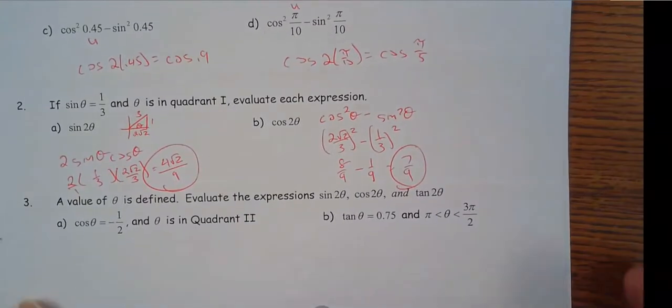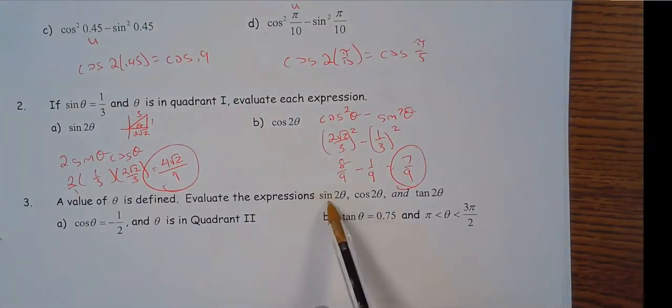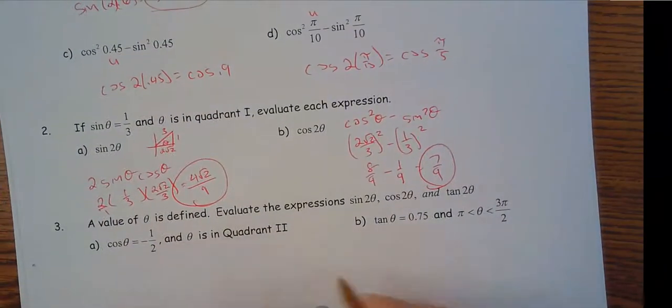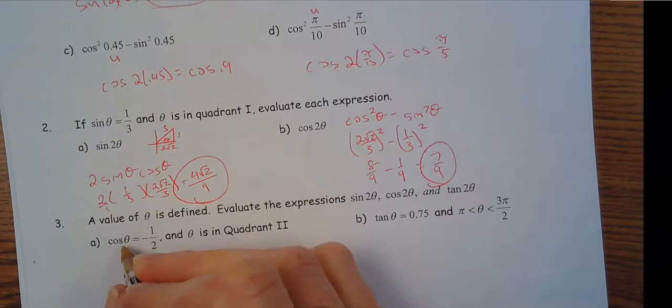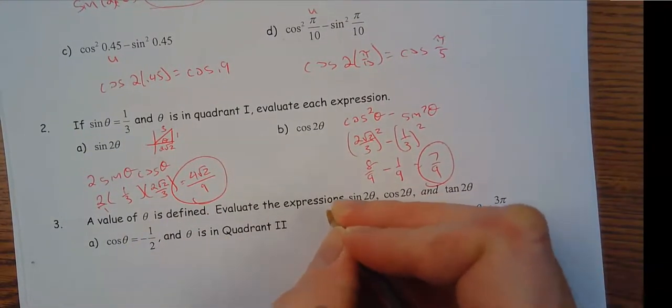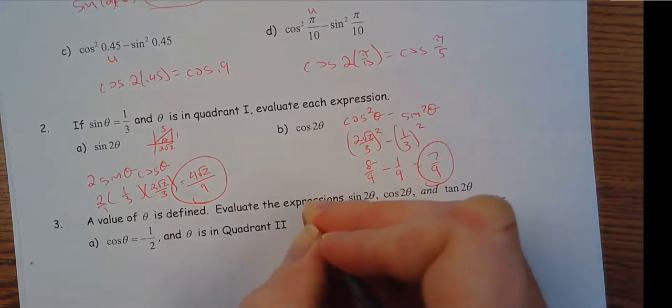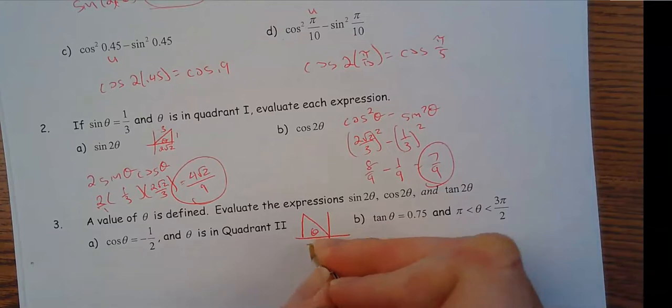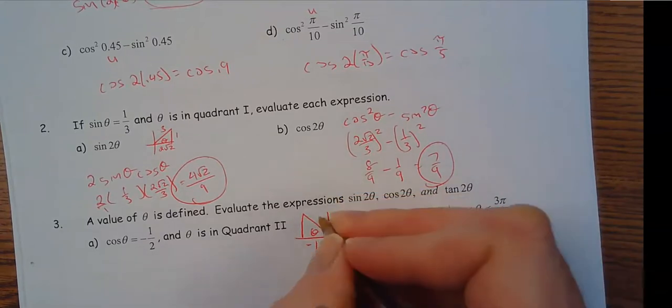All right, now a value of theta is defined. And now we want to evaluate what is sine 2 theta, cosine 2 theta, and tangent 2 theta given this information. Okay, so we want to find all of them. Let's see, so cosine of theta is -1/2, and this is the second quadrant. So from the second quadrant over here somewhere, adjacent over hypotenuse would be -1 over 2.